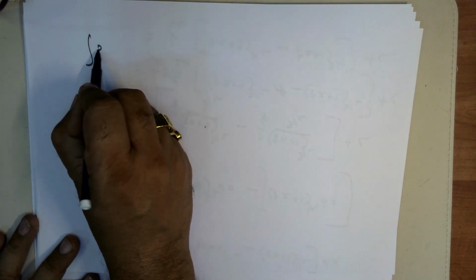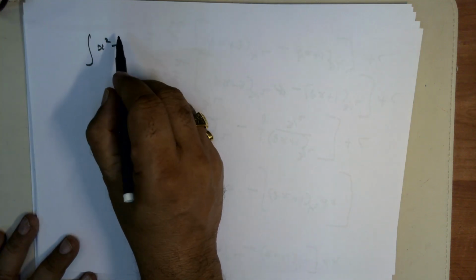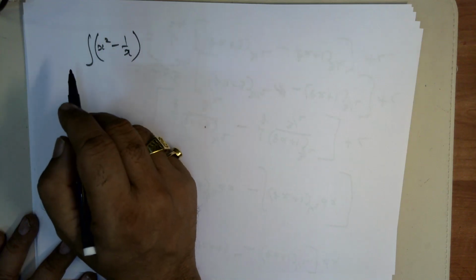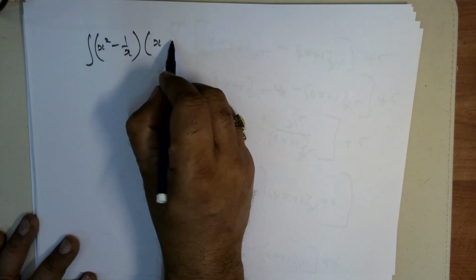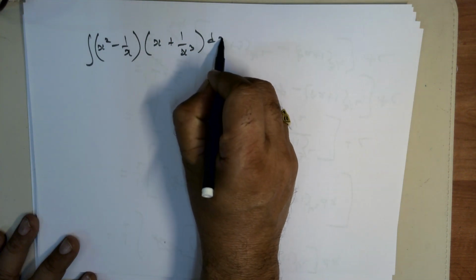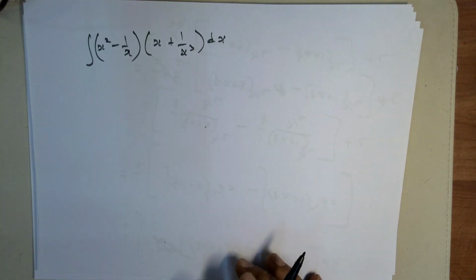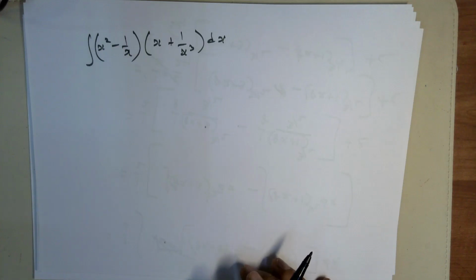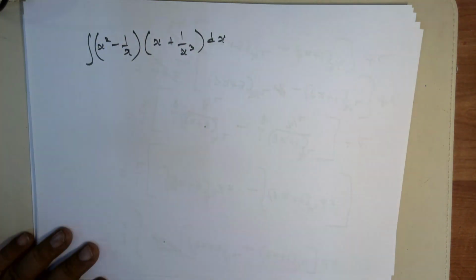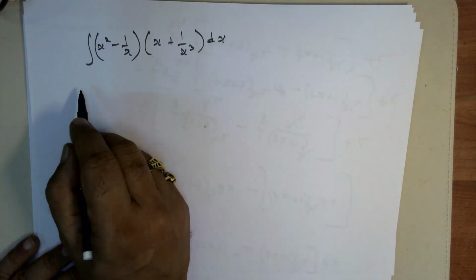Evaluate the integral of (x squared minus 1 by x) into (x plus 1 by x cube) dx. Now what we can do is simply multiply these two, then expand it totally.